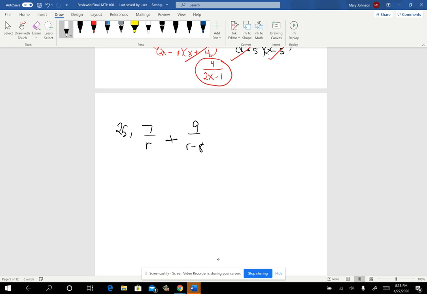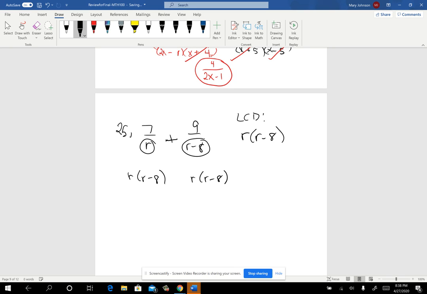And you got to remember when you're adding fractions that the denominators need to be the same, and they're not. So you need a least common denominator. So the least common denominator is going to be r together with the r minus 8. So we're going to try to get the denominator down here to be an r together with an r minus 8 for both of these, okay?